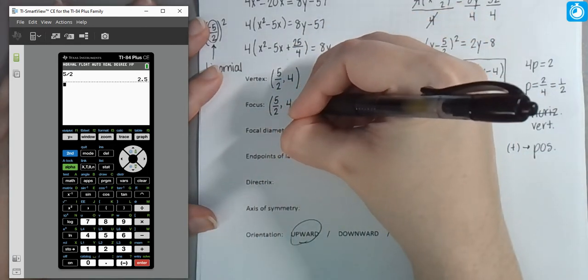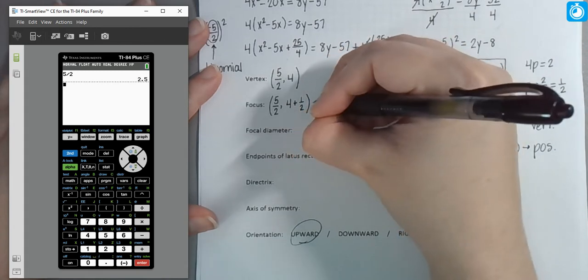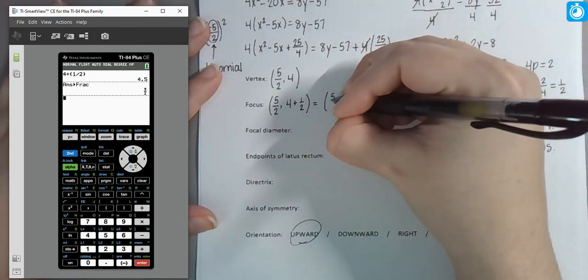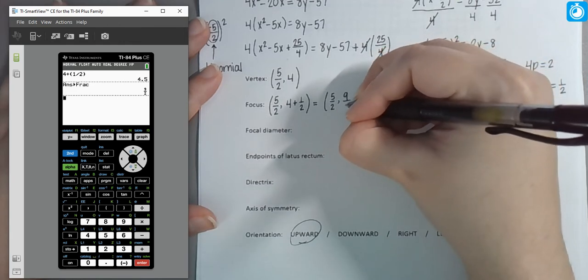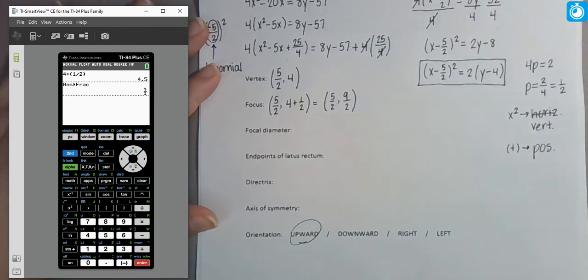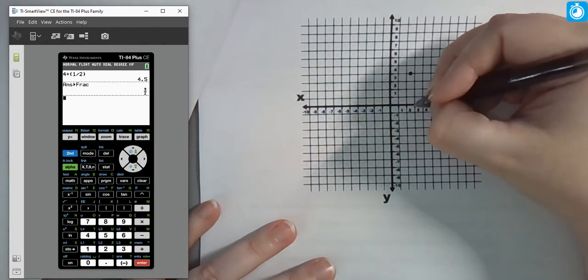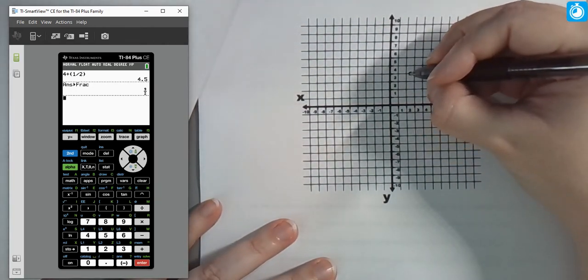So 4 plus 1/2. Now again, let the calculator do the hard part for you. So 4 plus 1/2. There we go. Convert it to a fraction. And that's going to be 9/2. So the exact value, the fractional value, is 5/2 and 9/2. So let's graph that. Now we just showed in the calculator the new y-coordinate is going to be 4.5. So the x-coordinate is 2.5, the y-coordinate is 4.5.